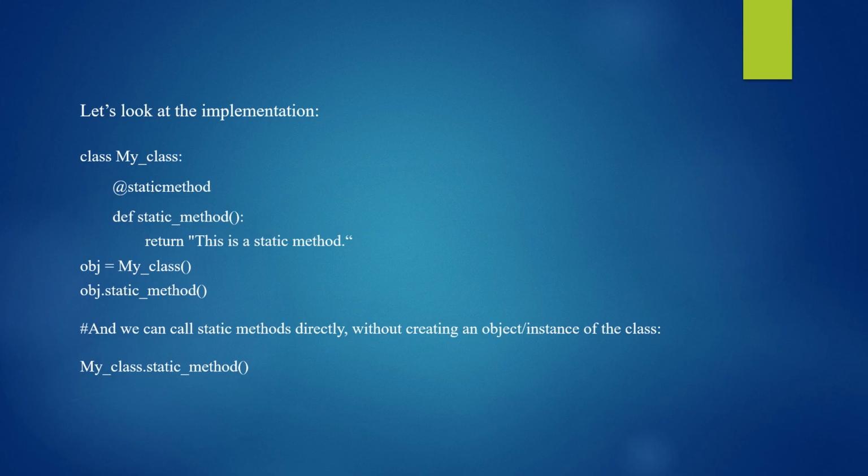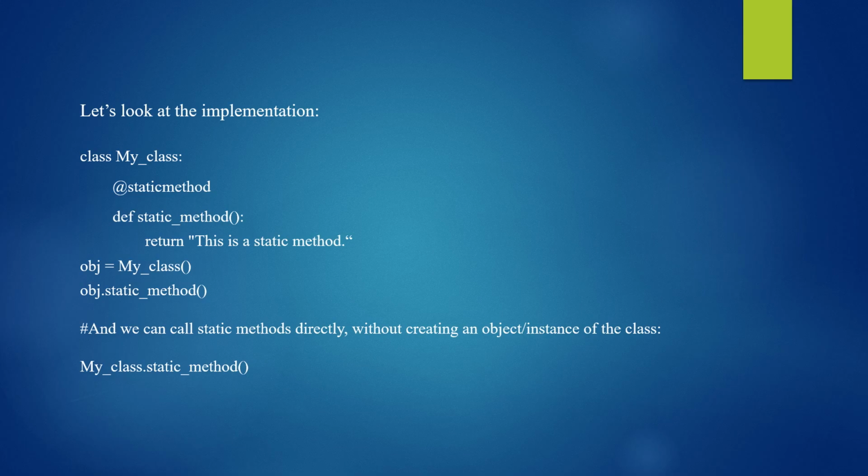Here also we create a class with the name MyClass and write a decorator @staticmethod. And we have to define the static method and return a statement, "This is a static method." We do not have any default parameter in this case. Now how do we call the static methods?